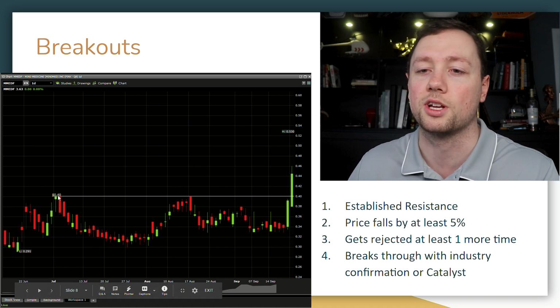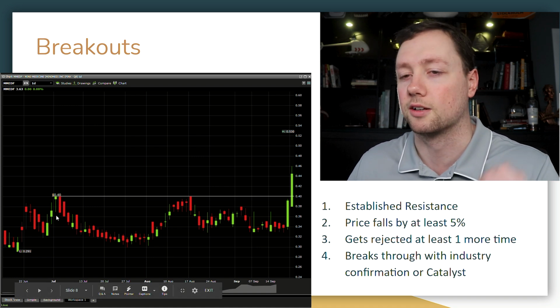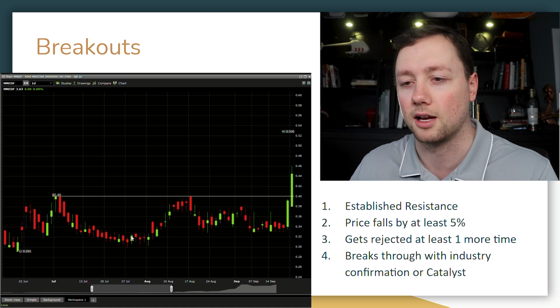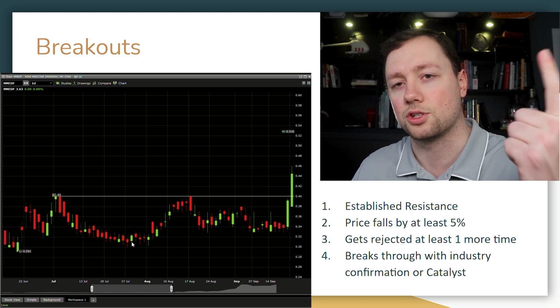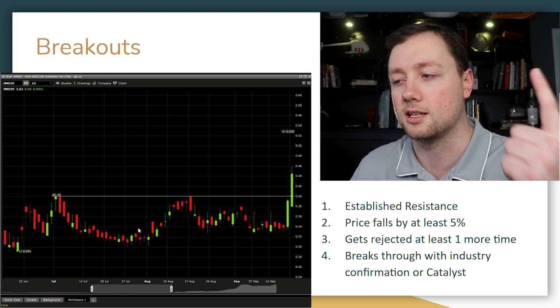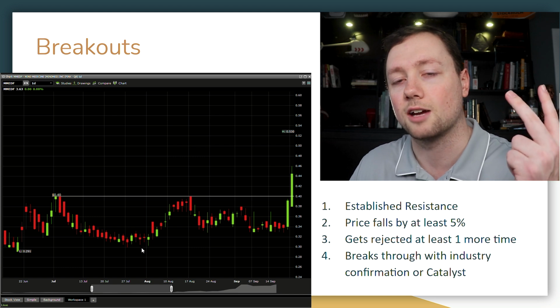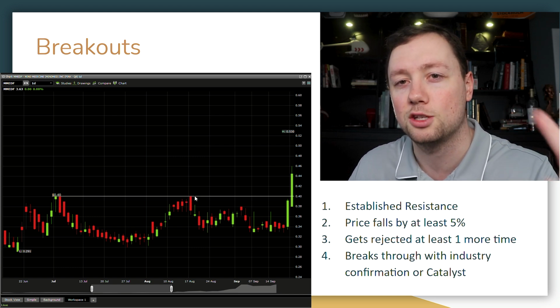It pushes all the way up to 40 cents. And then we have a big red day right here, very clear rejection. Stock moves all the way back down to around 30 cents. So number one, established resistance. Number two, the stock has to fall from that resistance by at least 5%. Number three, it has to get rejected from that resistance at least one more time.